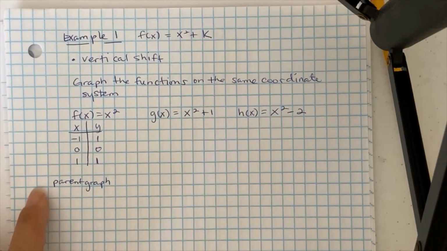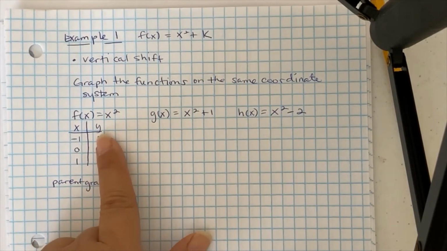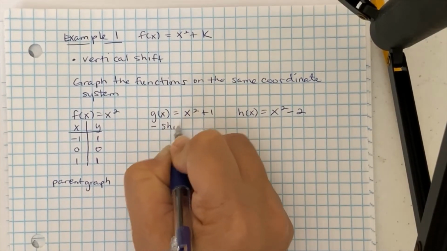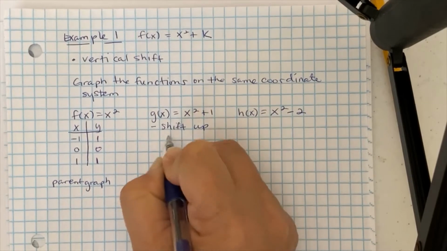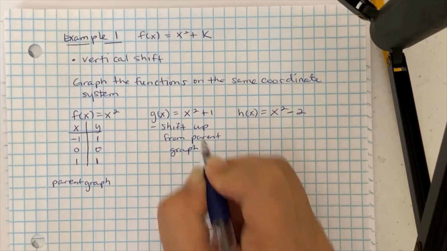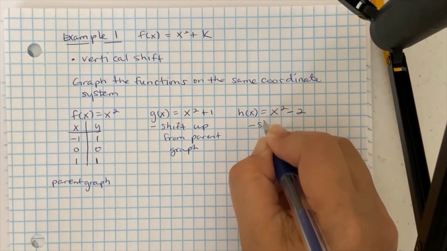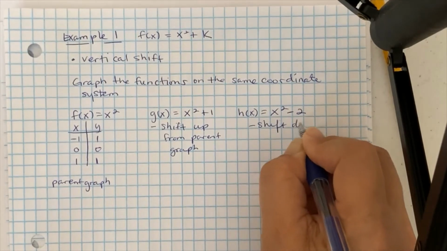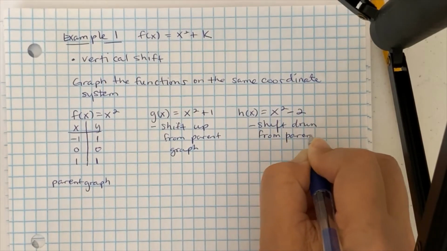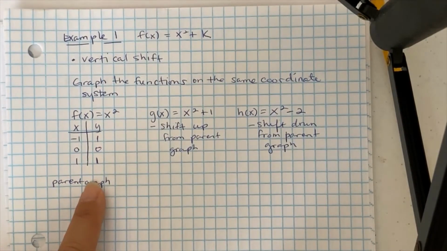So this one is our parent graph. This is the one we're going to start. See here, it's the same graph, only has a +1, which means this one is going to cause a shift up from the parent. This one says x squared minus 2, which means it's going to cause a shift down from the parent. You will always use the parent graph as your starting base, and then you will do your shifts from then.